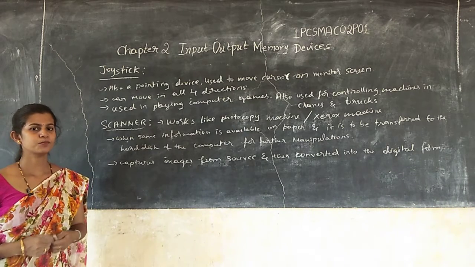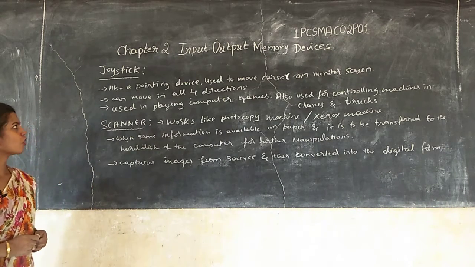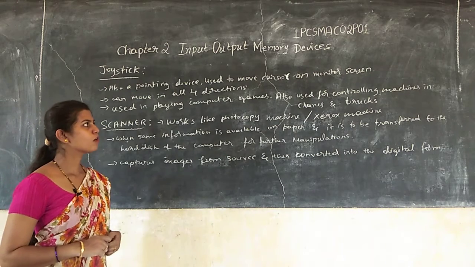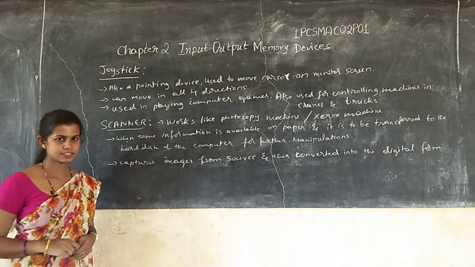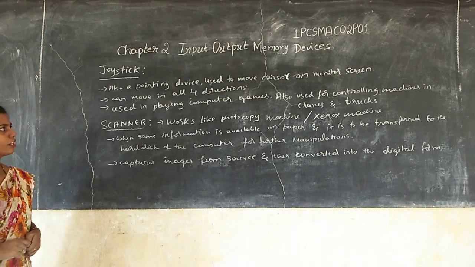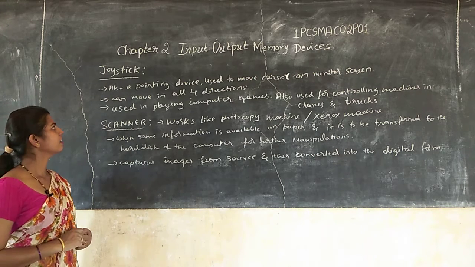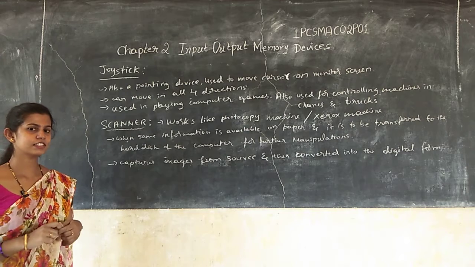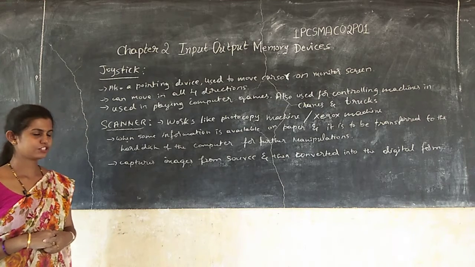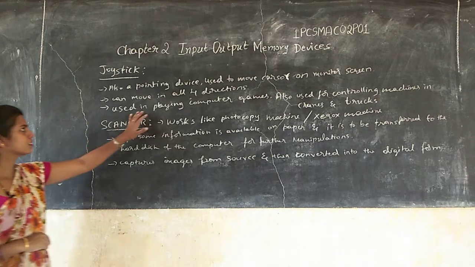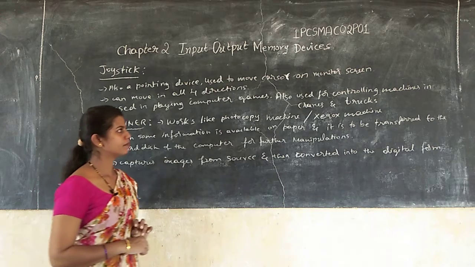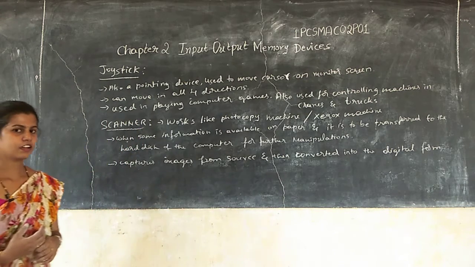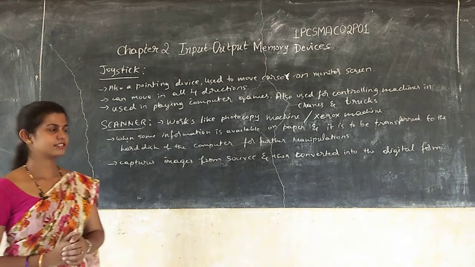The next type of input device is the joystick. Joystick is also a pointing device which is used to move the cursor position on the monitor screen. It can move in all four directions, and it is used in playing computer games, and also for controlling the machines in cranes and trucks.